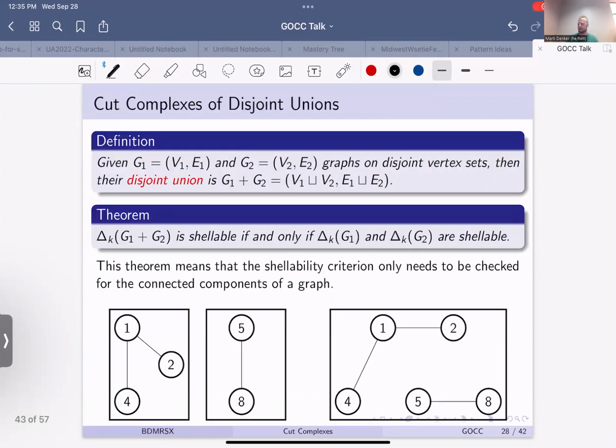So disjoint union. If you have 2 graphs and they're both shellable, then the disjoint union of those graphs will also be shellable. It's very nice. It turns out that disjoint union behaves very well with shellability because cut sets don't actually care if your graph was connected to begin with. So as long as you don't accidentally delete all of the vertices from 1/2 of your disjoint union, then you're guaranteed to end up with a disconnected set. But yeah, disjoint union behaves very nicely with cut complexes.